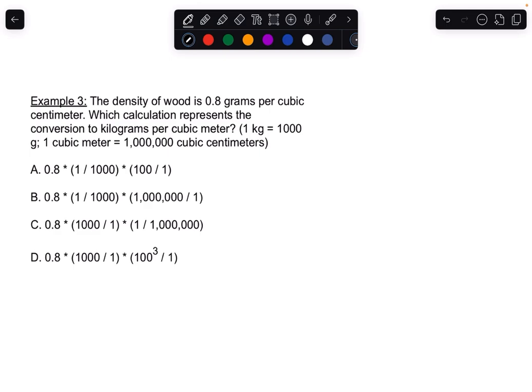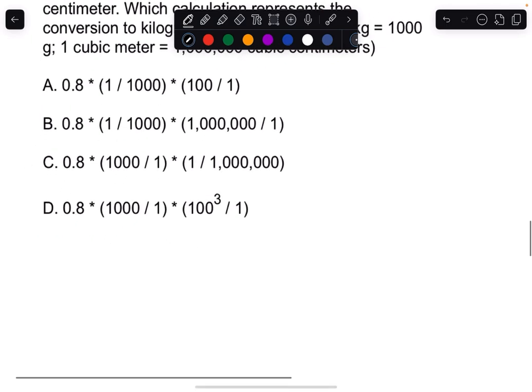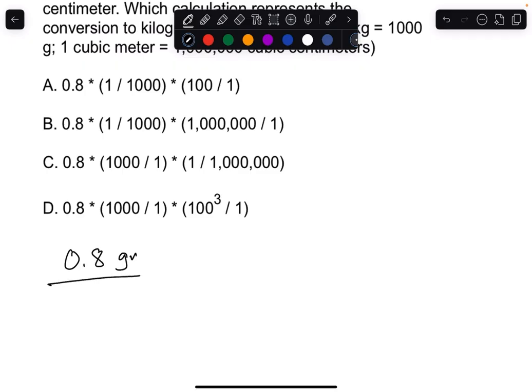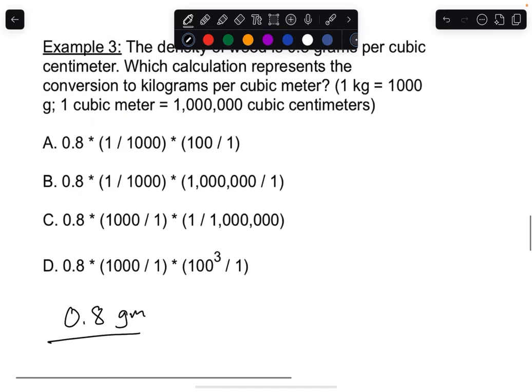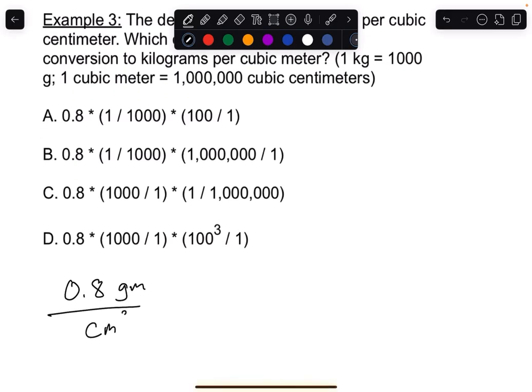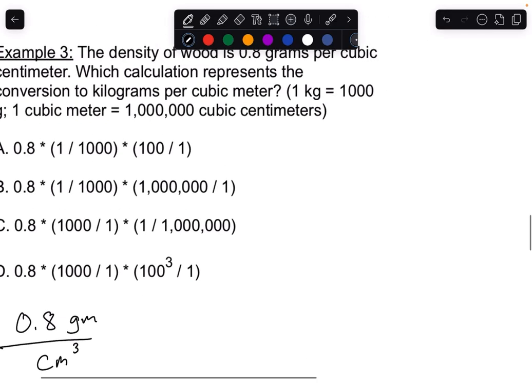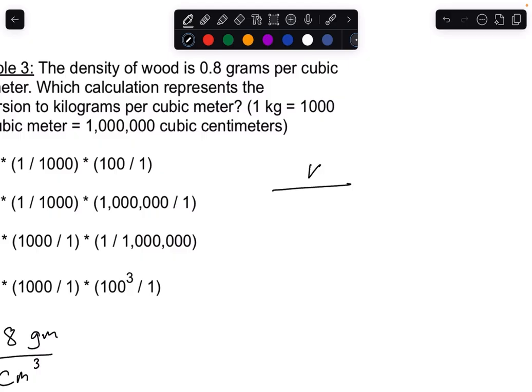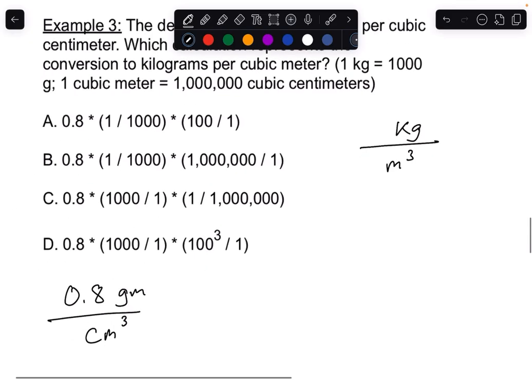This is interesting because what you start off with is just regular grams, and cubic centimeters. And you want to end up with kilograms, regular kilograms, and cubic meters. So they want us to do some cubes and some not. So that'd be interesting. All right, let's start.